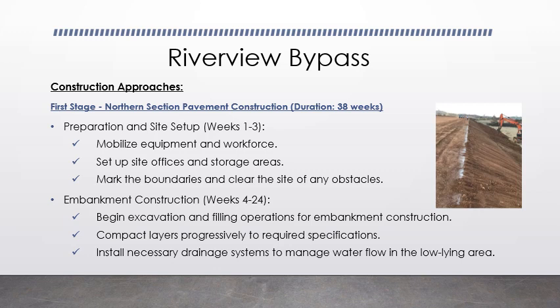First stage is the northern section pavement construction. We have allocated 38 weeks for this first stage. We have preparation and site setup, which will take 1 to 3 weeks. Then the embankment construction, which will take 4 to 24 weeks, including the embankment construction, all the pipe culvert installation, and the table drain preparation as well.